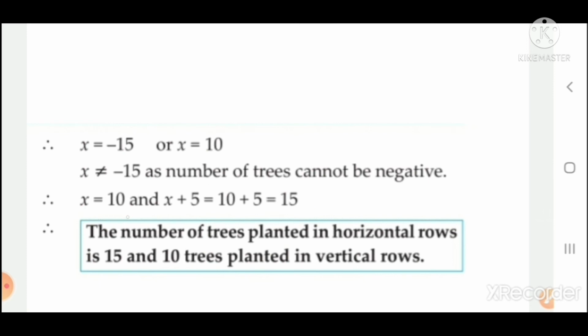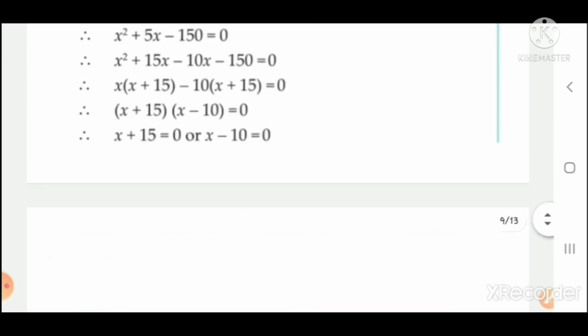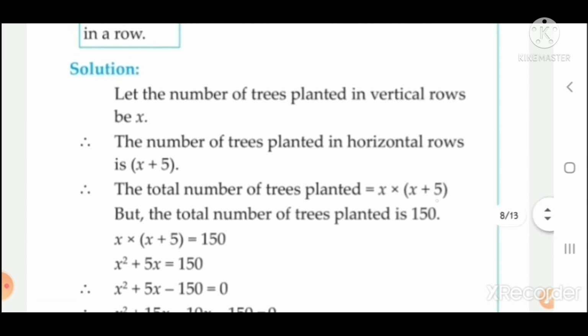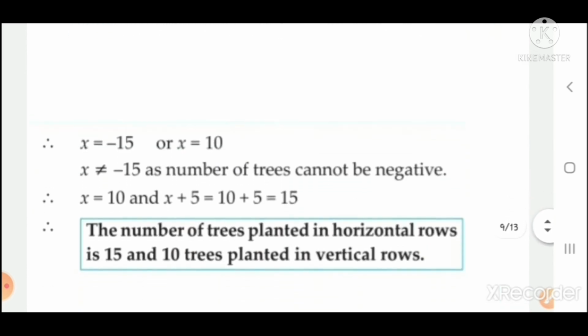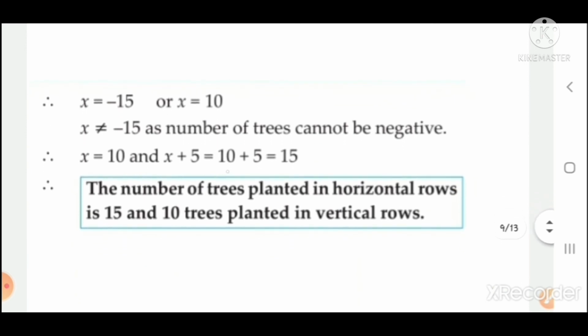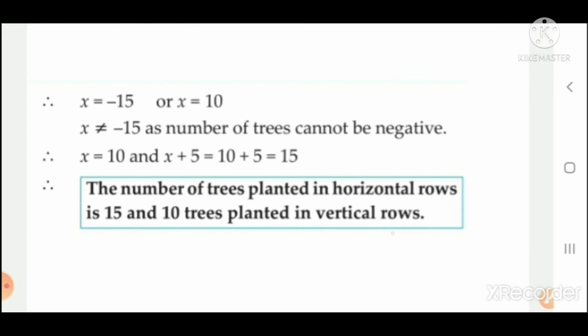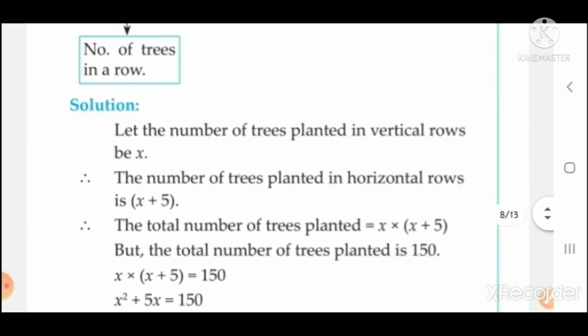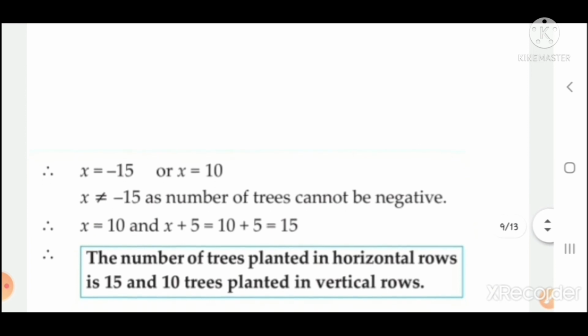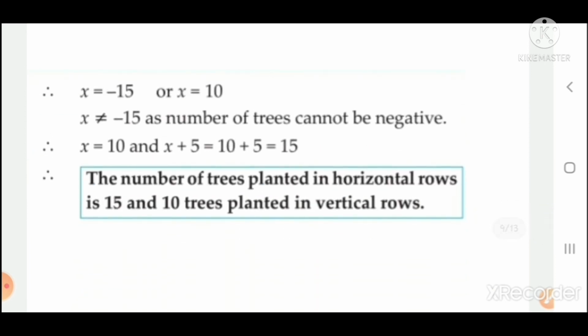Therefore x is equal to 10, and x plus 5, here see you have written already x plus 5, that is total number of trees. So 10 plus 5, that is 15. So number of trees planted in horizontal row is 15 and 10 trees planted in vertical rows. Number of trees planted in horizontal row is x plus 5, and number of trees planted in vertical row is x. Now what is x here? 10. So this way you will write the answer.